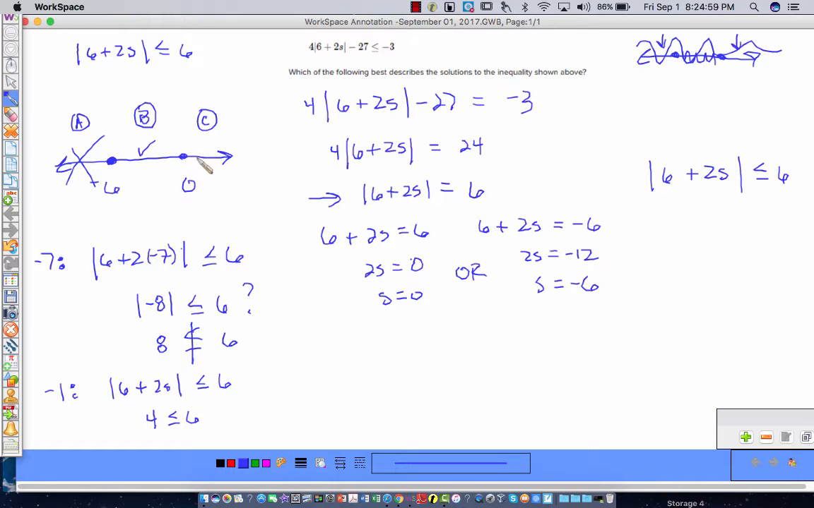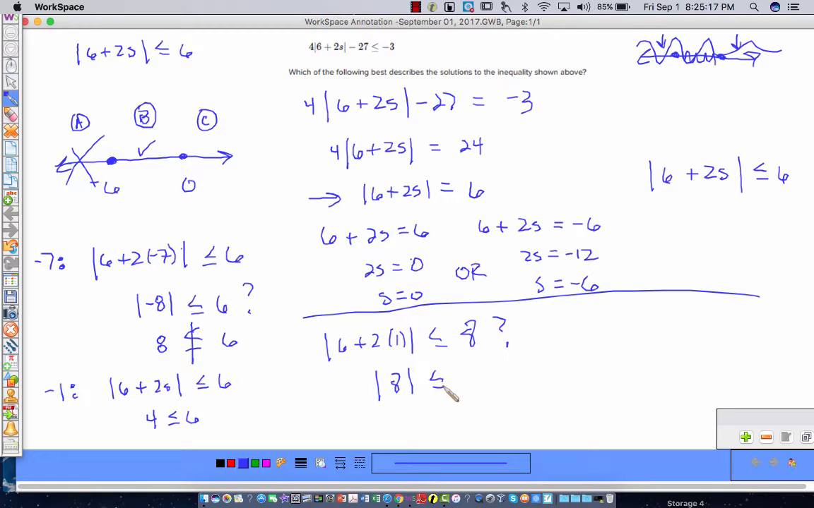But just to be sure, in case we made an error, let's test +1, which is to the right of 0. The absolute value of 6 plus 2 times 1. Is that less than or equal to 6? Sorry, not 8, our test is 6. Hopefully you caught that. Is 8 less than or equal to 6? It is not. So this is out.